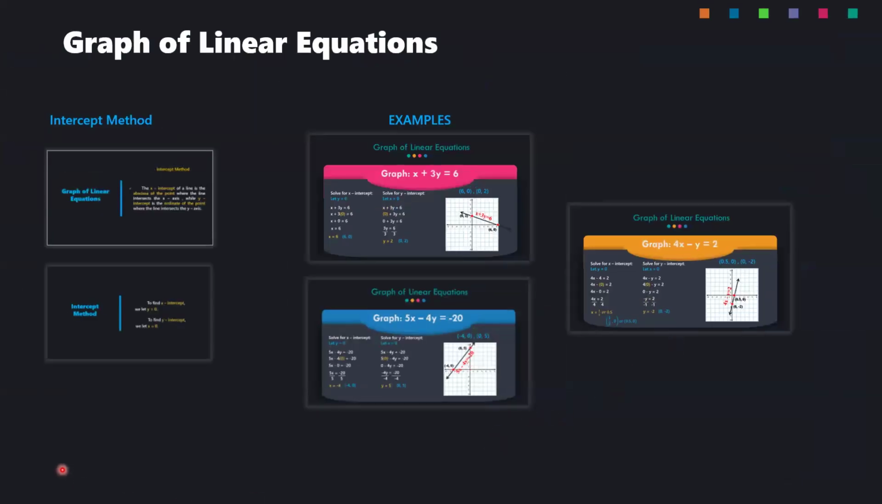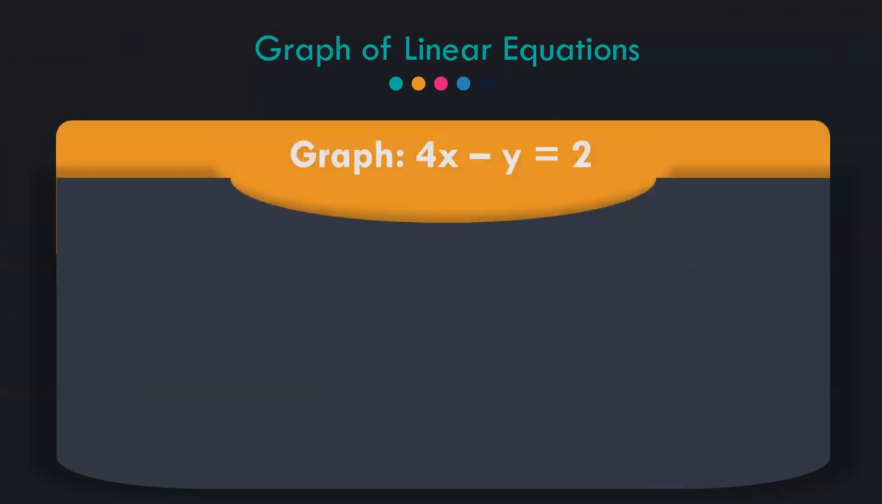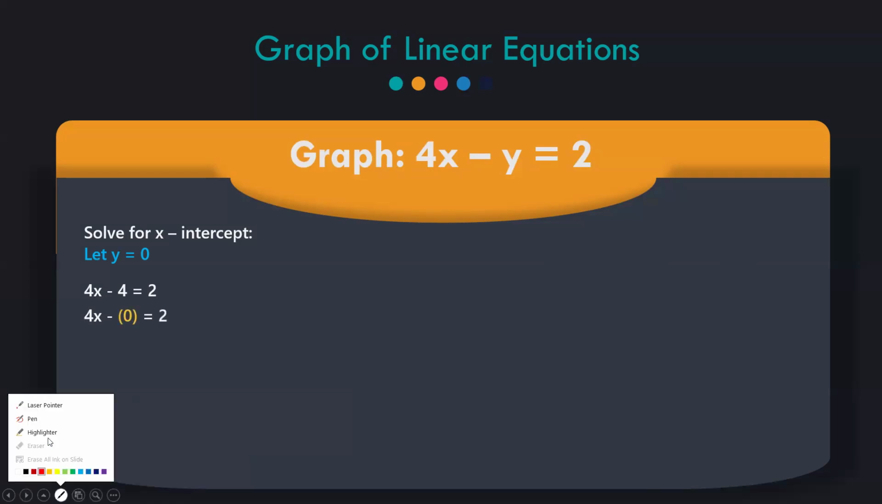Last example. So, for our last example, we're going now to graph 4x minus y equals 2. So, same process using the intercept method. Solve for the x-intercept. Let y be equal to 0. So again, using the given equation, 4x minus y, it should be y, right? This should be 4x minus y equals 2. So substitute y with 0. We're going to have 4x minus 0 equals 2.